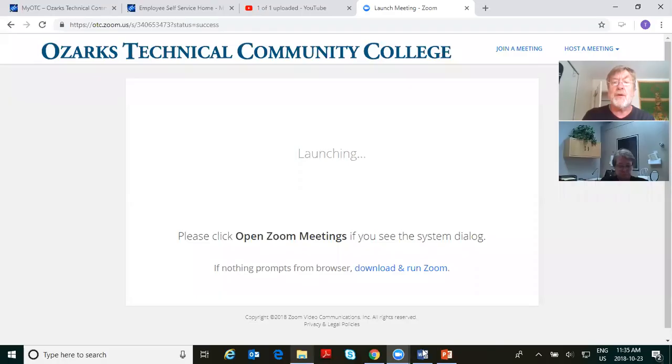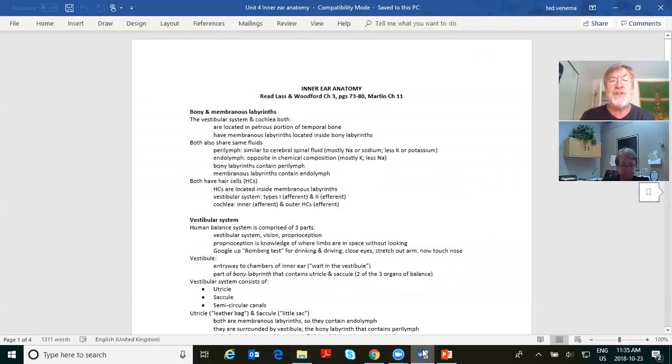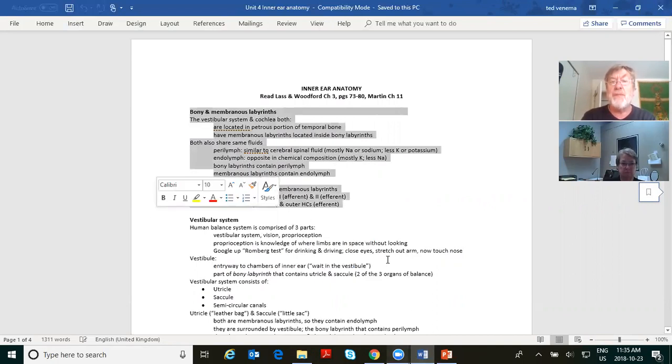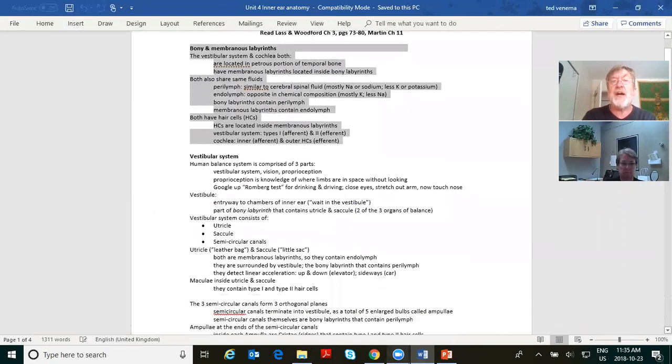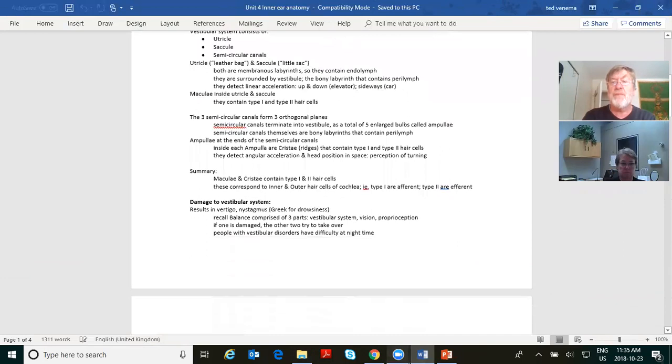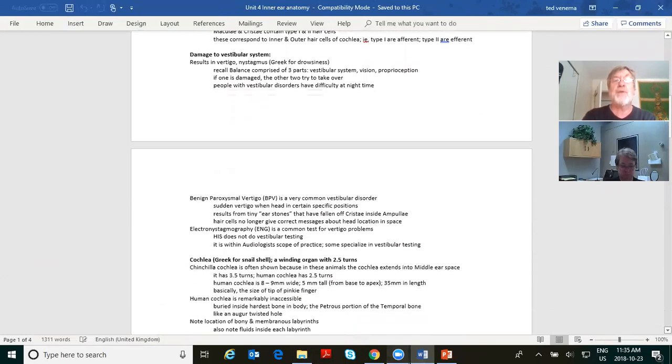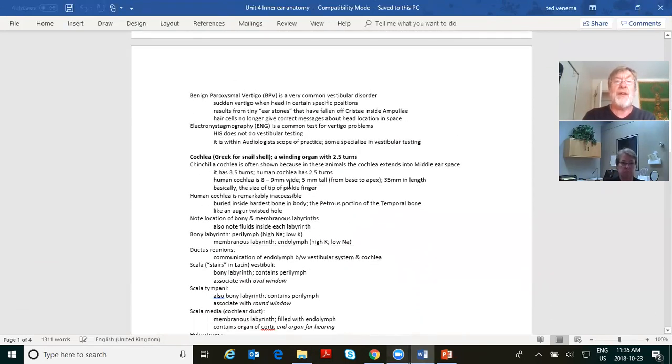So let's just share screen now and get to where we are. Good old notes, here you have it. This is very important, this section here, realizing what they all have in common, the basic pieces and parts therein. The vestibular system goes down to the bottom of page 1 and up to the top of page 2. And then at the top of page 2, we began our coverage of the cochlea.